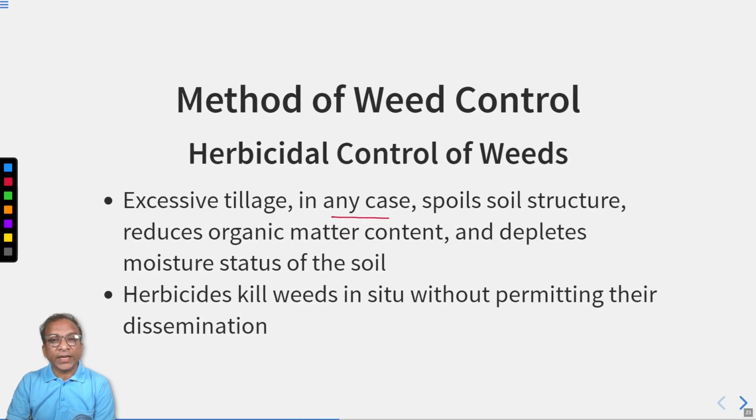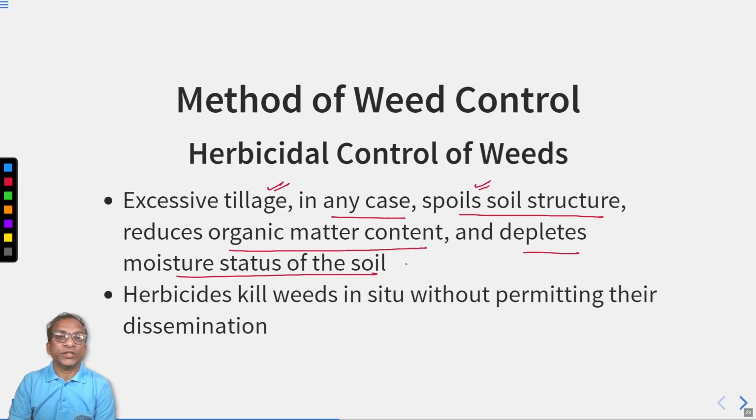Excessive tillage in any case spoils soil structure, right? If we are doing a lot of tillage, then it can destroy or spoil the soil structure, reduce organic matter content and deplete the moisture status of the soil. So if we are doing lots of tillage, all the wet soil will come up and the water present in the soil gets evaporated, right? So the moisture content of the soil can also get reduced in this way.